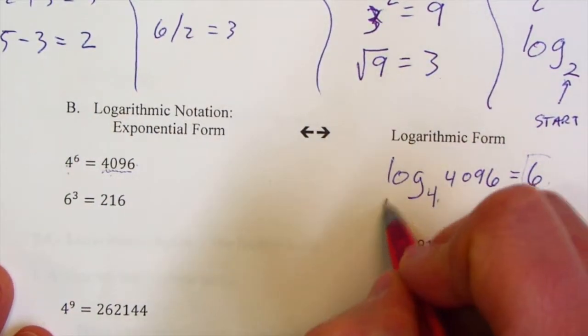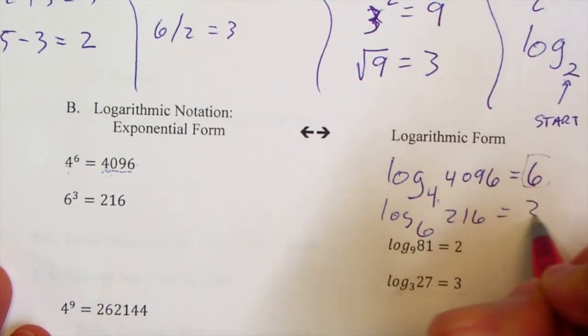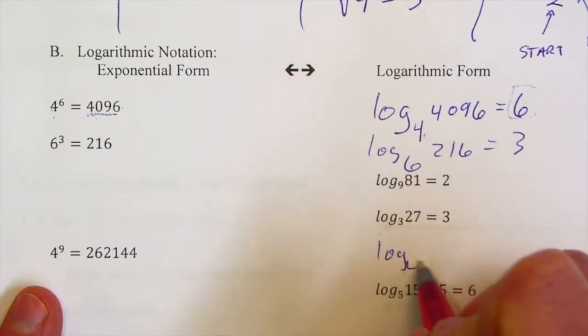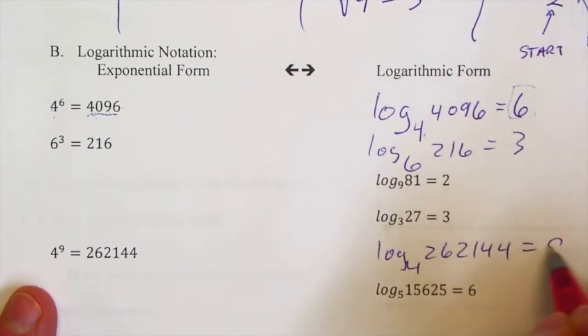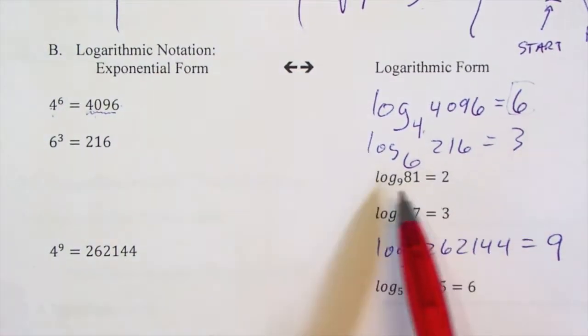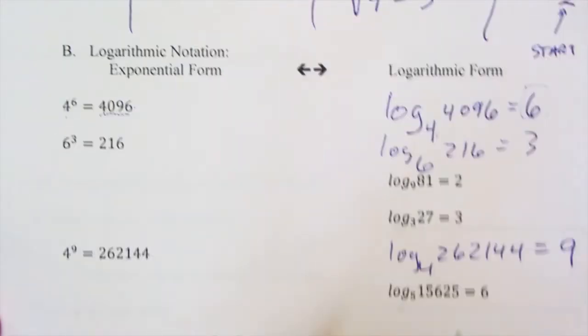All right, I'm going to call this log base 6 of 216 is going to be equal to 3. Same thing if I jump down here. This is going to be log base 4 of 262,144 is going to be equal to 9, like that. All right, let's see if we can go the other way around. We'll take these that are in log form, see if we can put them in exponential form.